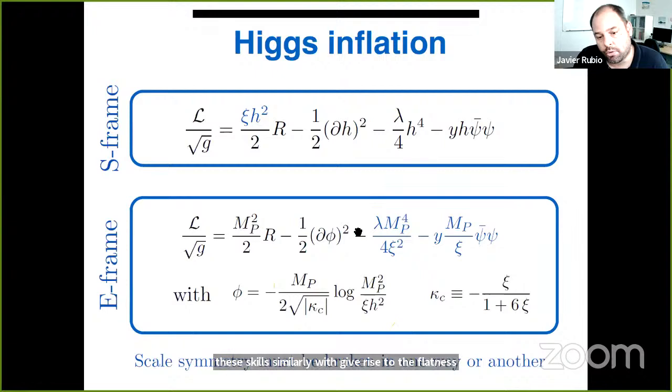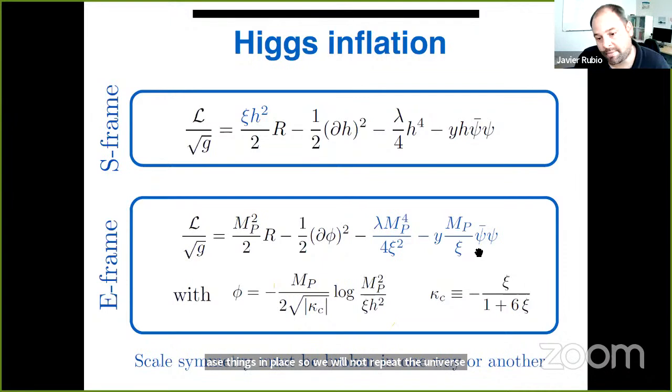And it is also responsible for the protection of the flatness of the potential against radiative corrections, because in this limit the Higgs field becomes a Goldstone boson that essentially decouples from other standard model particles. Of course, this symmetry cannot be exact, because that would mean that the Higgs field is a true Goldstone boson, and we would never finish inflation. We would not reheat the universe because there would not be explicit couplings with matter.